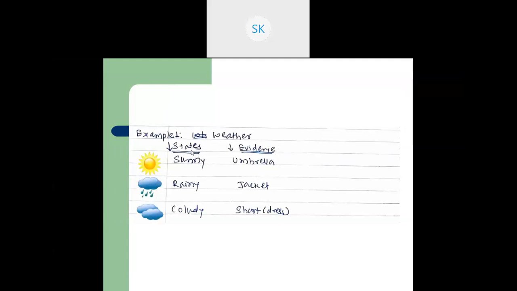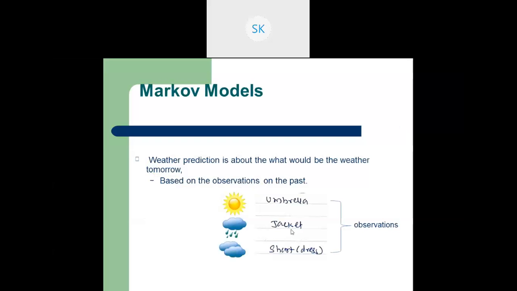For example, let's say we have the states sunny, rainy, and cloudy. This is a weather example. These are our hidden states: sunny, rainy, and cloudy. The evidence with respect to that: if it is sunny, then an umbrella; if it is rainy, then a jacket; if it is cloudy, then a short dress. So, understand this example better.